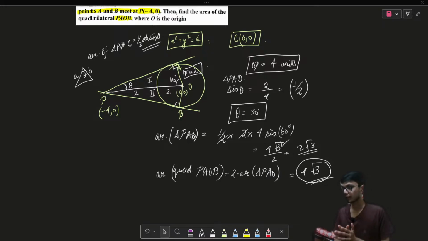4 root 3 will be the correct answer, right? The area of the quadrilateral is going to be 4 root 3. Okay, so 2 root 3 is the area of the triangle, correct? Okay, so I hope this discussion is clear to all of you.